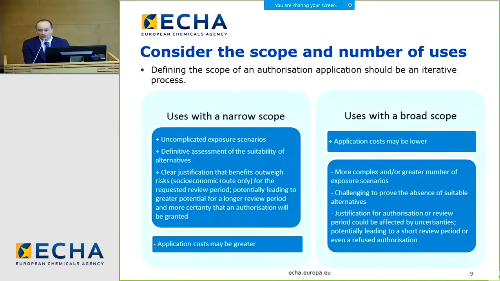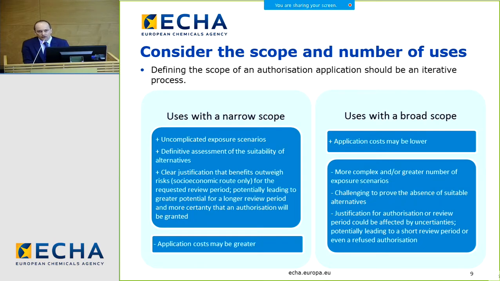The third element for the strategy is the scope and the number of uses that you want to put into your application. Normally this scope definition is an iterative process. You have to take into account many factors, and it's unlikely that you will derive it in one go like this.